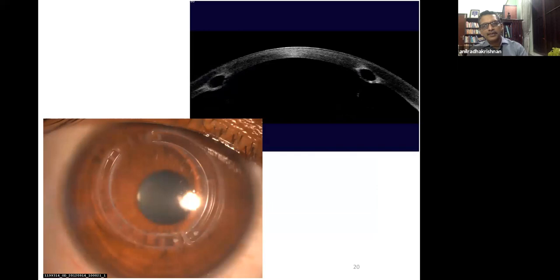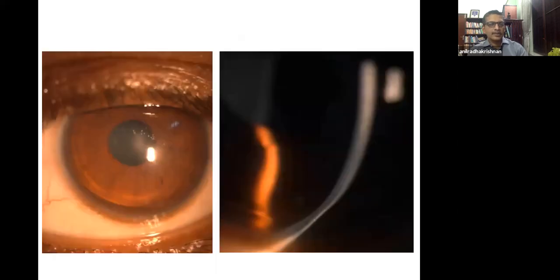Intracorneal rings can be documented very well in this. No great advantage of doing an OCT here.